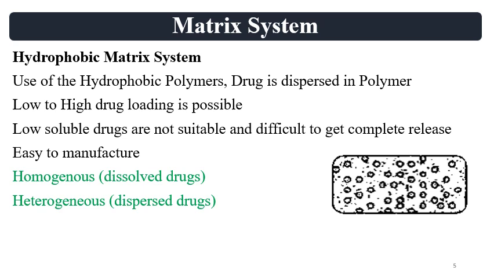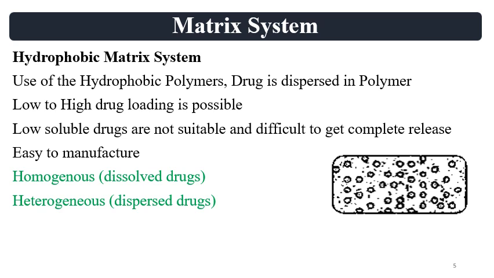This hydrophobic matrix system can accommodate low to high drug loading, but low soluble drugs are not suitable for this system because the polymer is also low soluble, and if you incorporate a low soluble API, you can get the problem of incomplete release. So it is difficult for low soluble and high dose APIs. These are also easy to manufacture type of formulations.